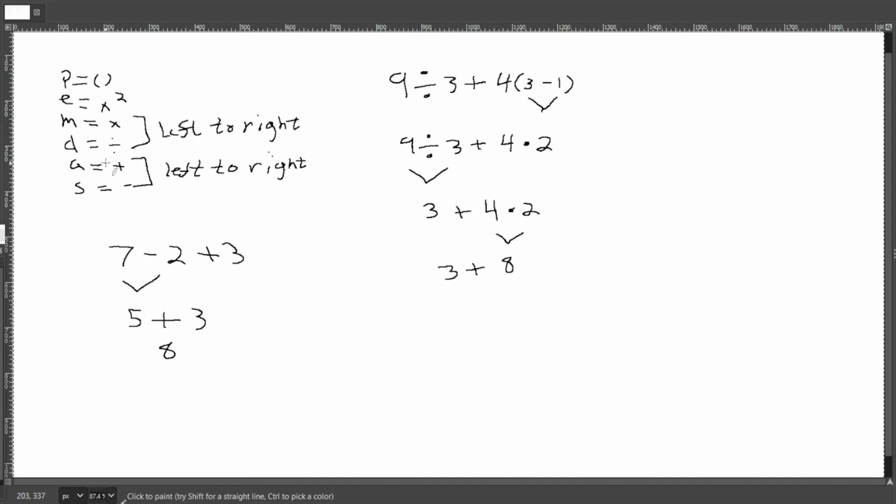Realize, okay, now I got an addition and a multiplication, so I got to multiply first. And then 8, 9, 10, 11. So the answer for this one would be 11, okay? So, tricky stuff, right? Tricky stuff. And I think with expressions, you will only get better at this by doing a bunch of them.